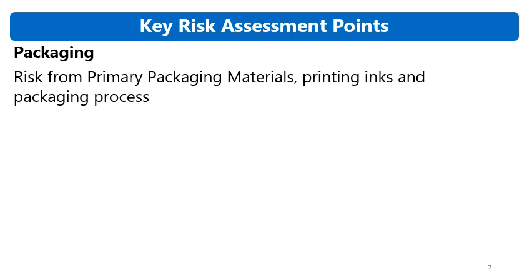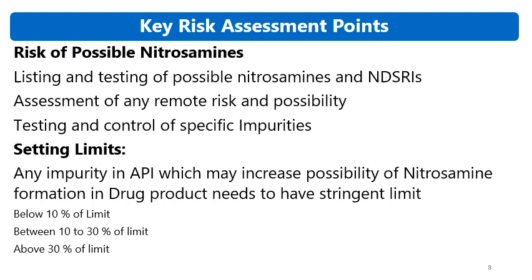It is known that sometimes the printing inks and packaging processes which involve heat have generated nitrosamines. So packaging is taken into consideration for risk assessment. Then, once the risk assessment is done, there will be two outcomes. The first outcome will be that there is no risk for nitrosamines, and the other will be that there is a risk for nitrosamines.